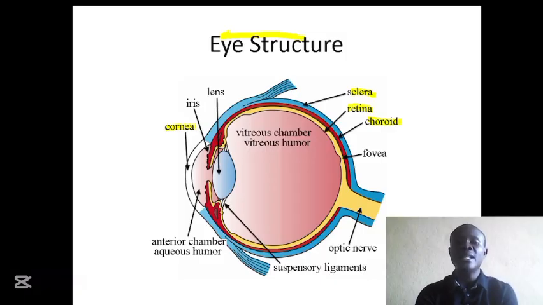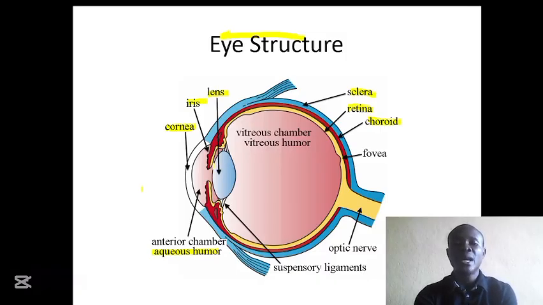It is partially living. It gets its nutrients and its oxygen from a fluid called aqueous humor. The aqueous humor is the fluid found in the anterior chamber between the cornea and the lens, and the pigmented part that we are talking about, which in some people is black, some brown, some blue in color. That is the iris.